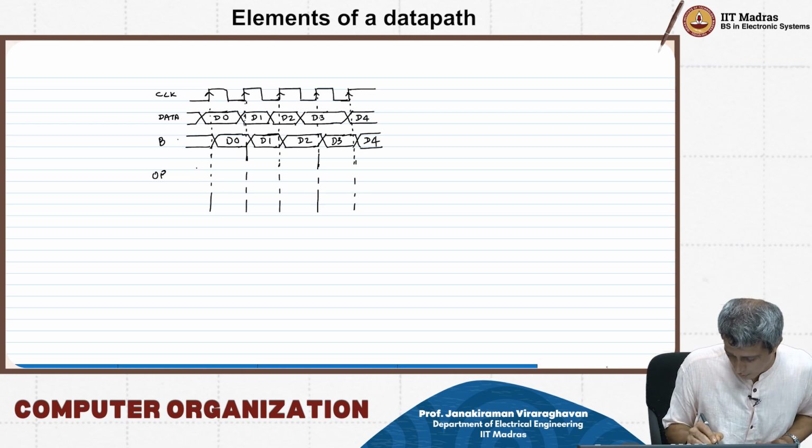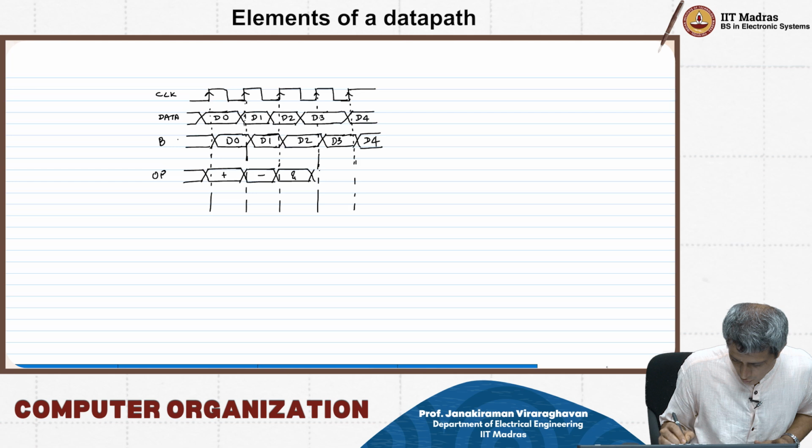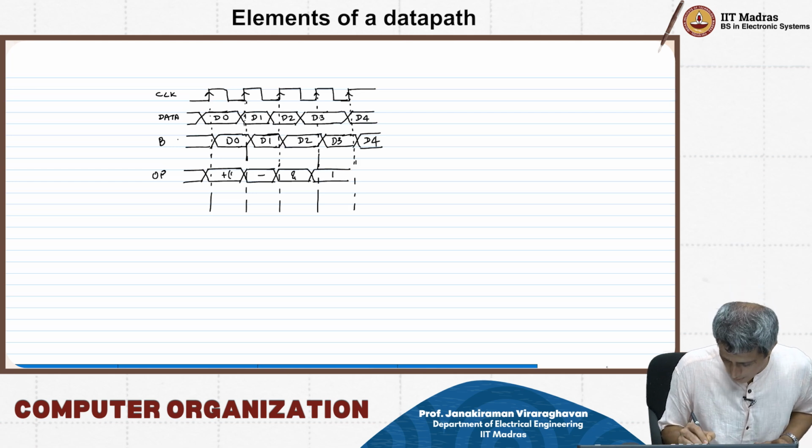So for example, I could do this: addition, subtraction, and OR, right. So this is operation 0 0, 0 1, 1 0, 1 1, right. I do all these operations.